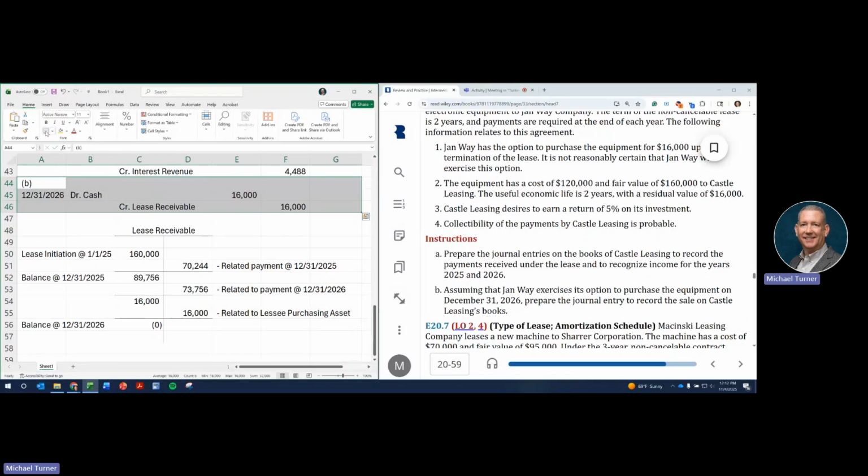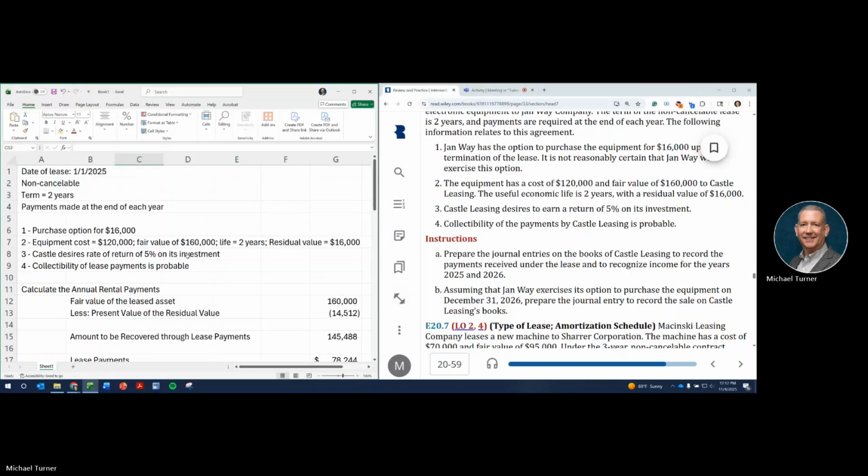Okay, at this point, this does conclude the example to solve exercise 20.6 related to sales type leases and the journal entries for the lessor.